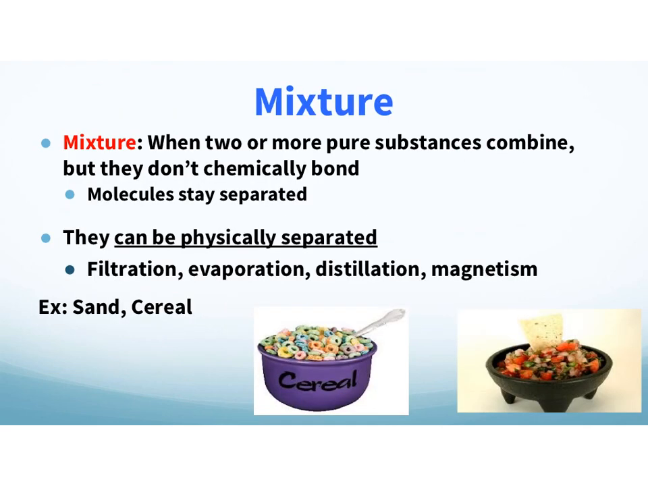If something isn't a pure substance, then it is a mixture. So a mixture is when we have two or more pure substances that combine together, but they don't chemically bond. The important distinguishing point here is that they don't bond chemically. We just see atoms of different kinds or molecules of different kinds sitting next to each other, but the molecules stay separated. Mixtures can be physically separated.